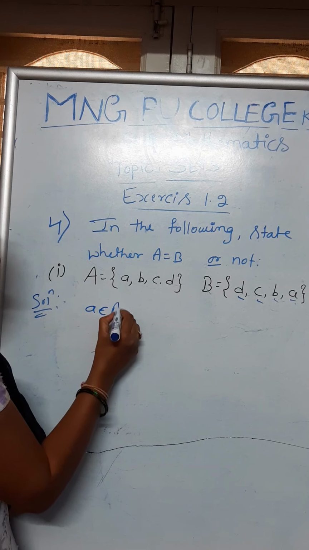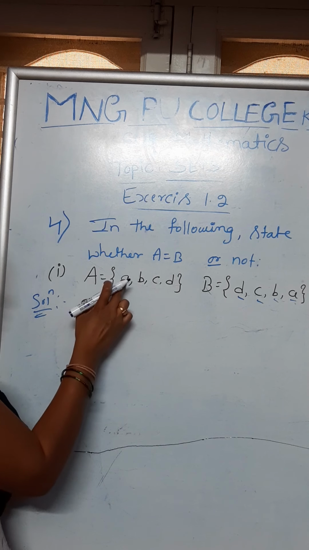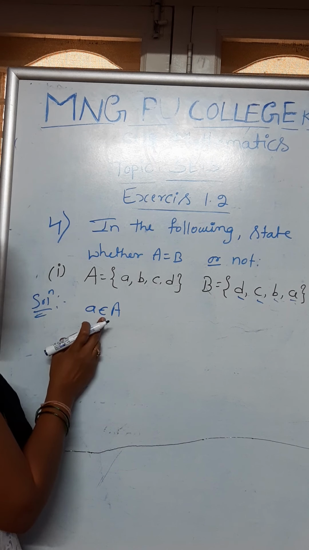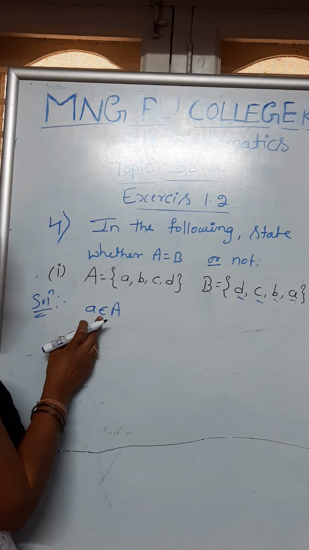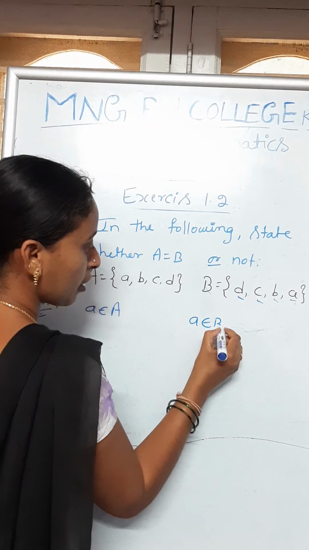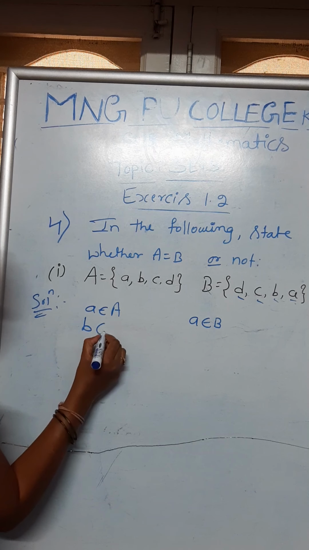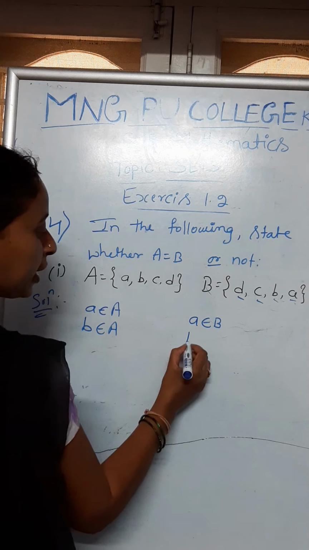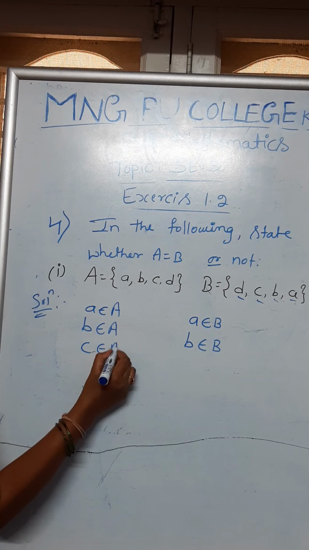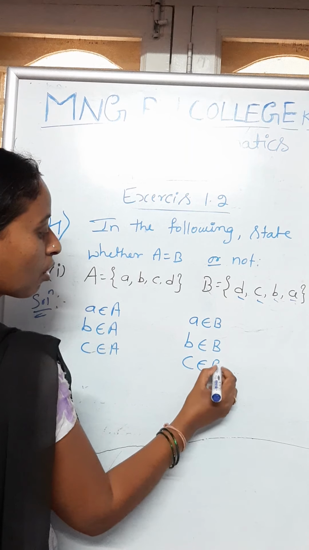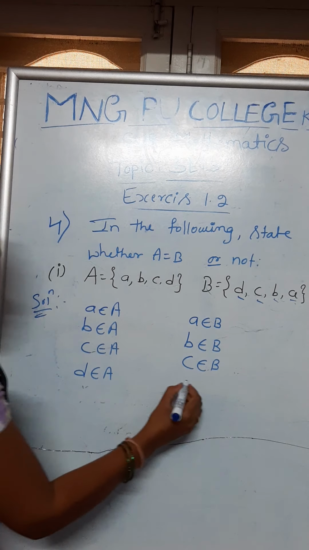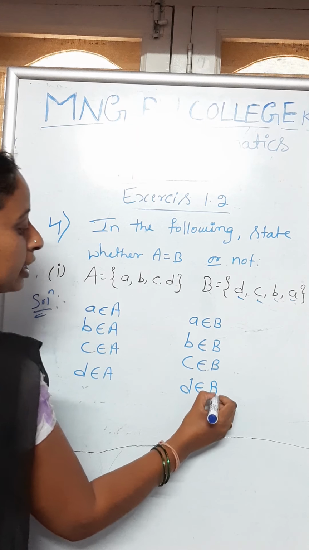A belongs to A. I already told you, belongs to shows that A is an element of set A. And A also belongs to B. And B belongs to A, as B is also an element of set B. C belongs to A. C is also an element of set B. D is an element of set A. D is also an element of set B.